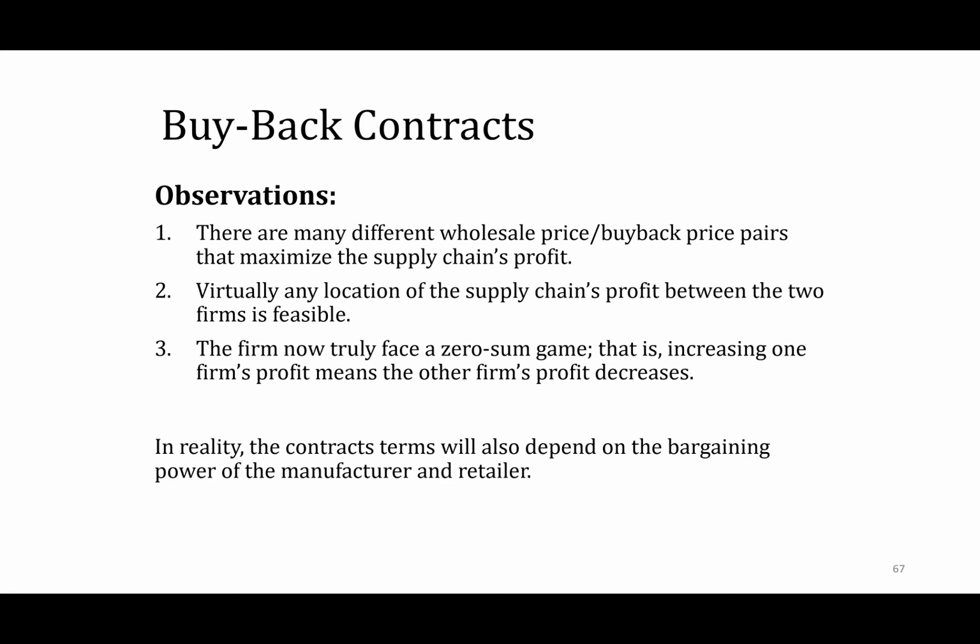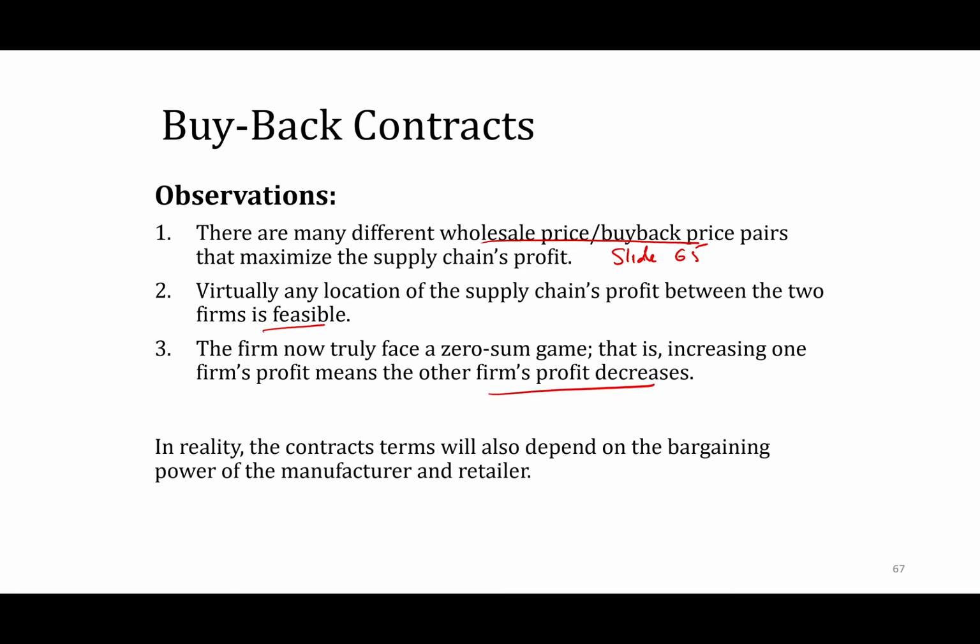All right, so what do we find here? We find that actually there are many different wholesale price and buyback price pairs that can maximize the overall supply chain profit. So just take a look at slide 65 for an example. And then virtually any split of the supply chain profit between the two firms is feasible. So what is happening is that there is this zero-sum game going on between the retailer and the manufacturer, which means that as the manufacturer increases its profit, the retailer's profit goes down, and as the retailer increases its profit, the manufacturer's profit goes down.